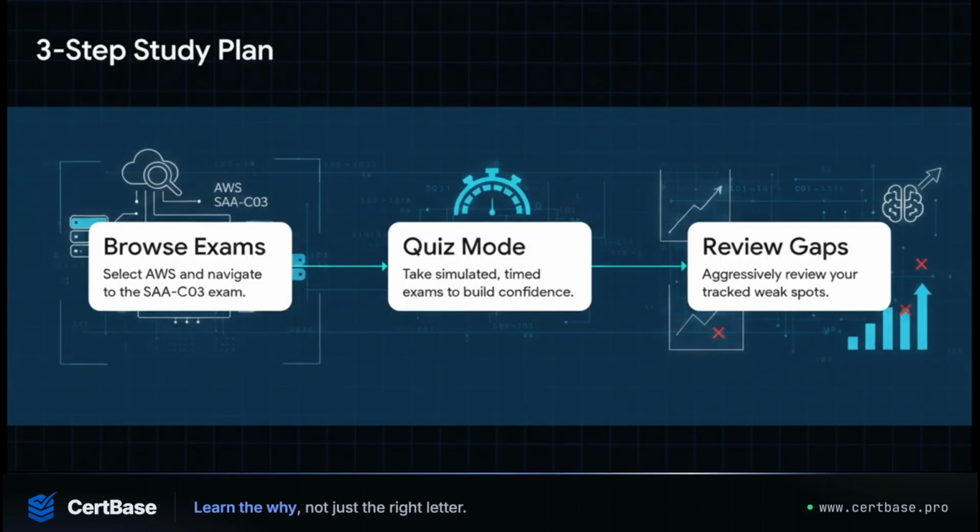So how do we actually use this? Here is your tactical 3-step plan to pass the SAA-C03 using this toolkit. Step 1. You browse by provider, select AWS, and find that SAA-C03 exam code. Step 2. Once you feel confident with the core concepts, you pull yourself out of study mode and jump into quiz mode, which fires up a simulated timer. Step 3. Right after your quiz, you aggressively review your weak spots. It's a highly structured, plain language approach to passing. There are no gimmicks here, just focused, high-quality practice.